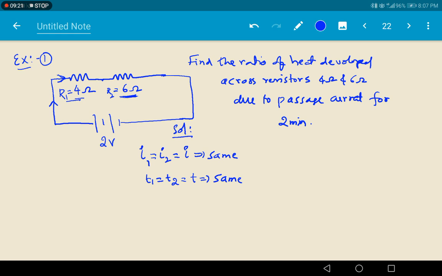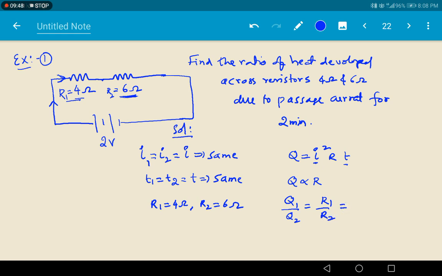What is different here? R1 equals 4 ohm, R2 equals 6 ohm. So what is the formula for heat developed across the resistor? Q equals I squared R T. So I is constant, T is constant, therefore we can write Q directly proportional to R. Therefore the ratio across the resistors is R1 by R2, 4 by 6. That is, 2 is to 3 is the ratio of heat developed across the resistors. I think you understood this problem.